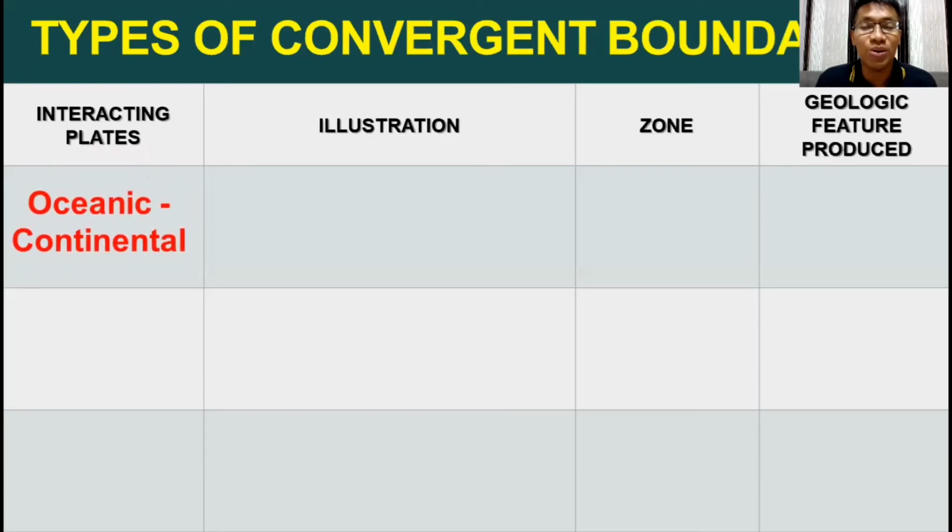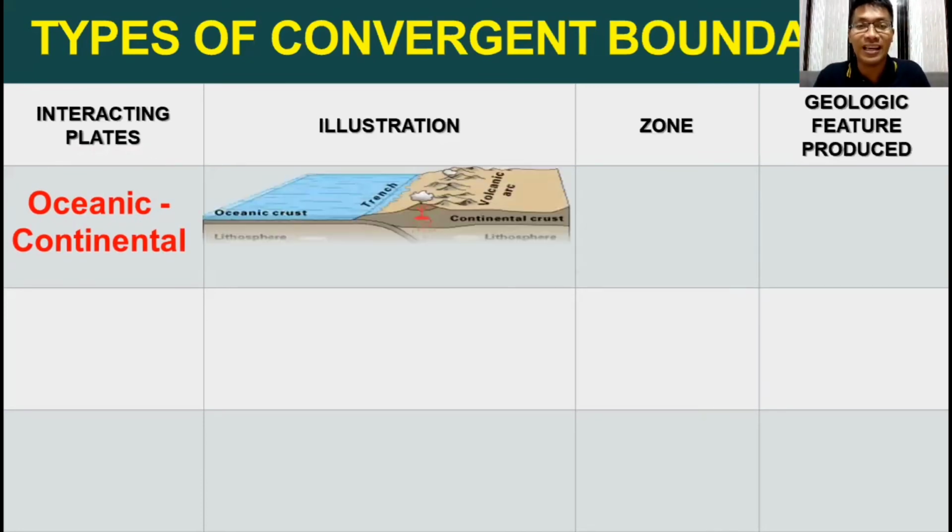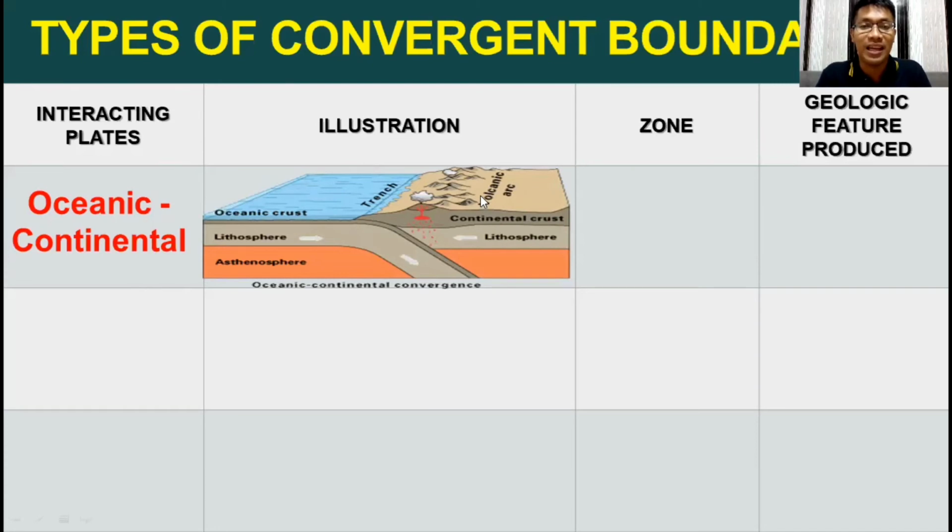And let us describe them in this slide. Let's start with the oceanic continental. It means that we have oceanic plate and continental plate colliding to each other. And it looks like this. This is the oceanic plate and this is the continental plate. And so they are colliding and they will form the so-called subduction zone. When we say subduction, one plate is sinking under the other. And the one that sinks is the denser plate.